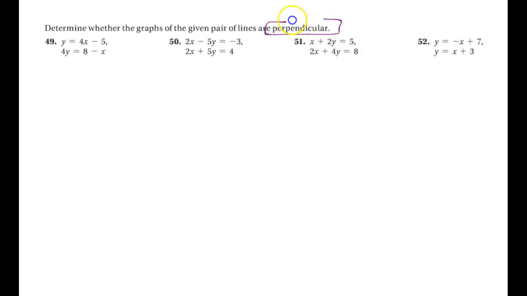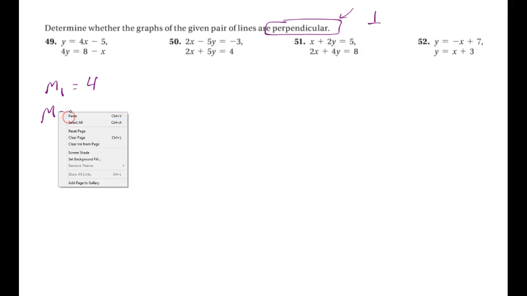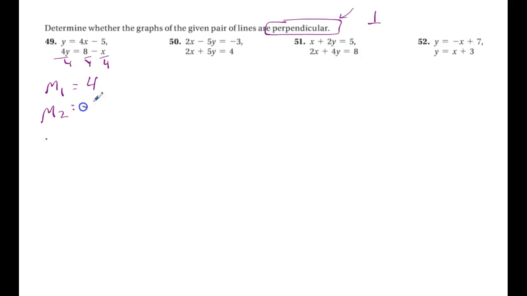Another task that you'll be asked is finding out if lines are perpendicular or not, and the symbol for perpendicular is an upside down T. Here we go. Slope 1 is 4. Slope 2, well, if you divide through by 4 every term, and then look at the number in front of x, that's negative 1/4. So perpendicular means opposite reciprocal, and that's what I have here. And so I would say yes, these are perpendicular.